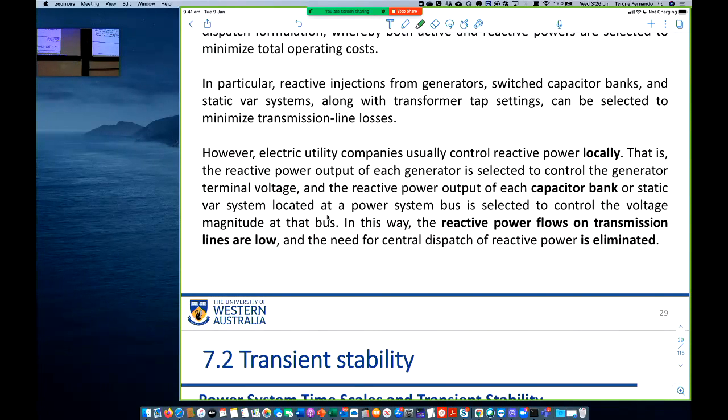So how do we adjust the reactive power? Because the reactive power has an impact on bus voltage. So when the bus voltage changes, when it increases, then we adjust the reactive power. Same, if the bus voltage decreases, we again adjust the reactive power supplied by a capacitor bank connected to that particular bus locally.